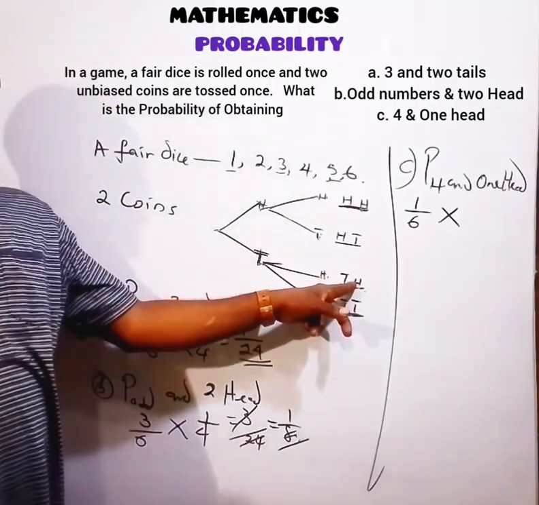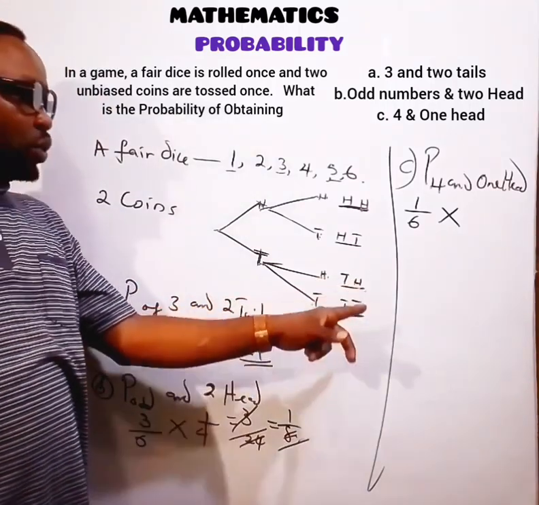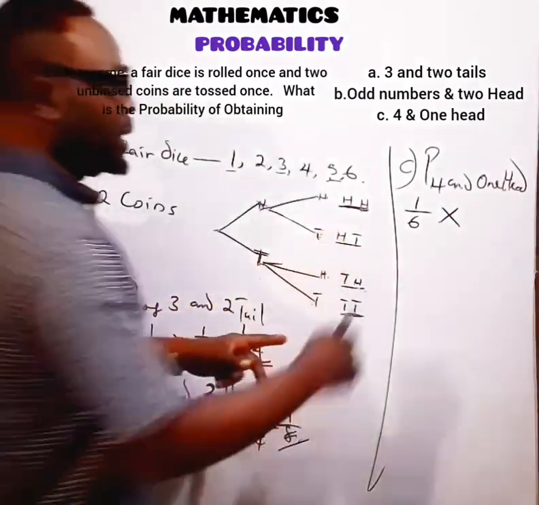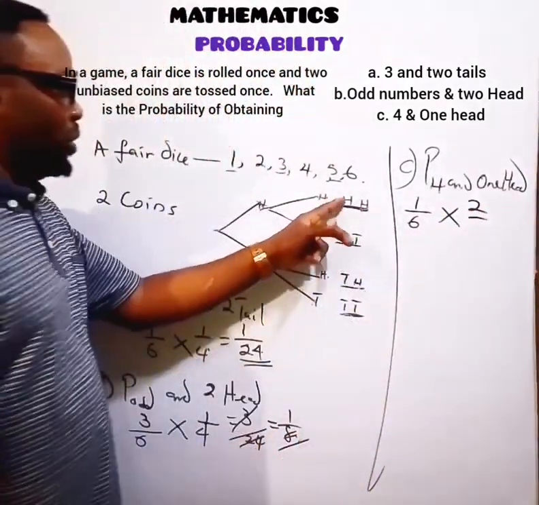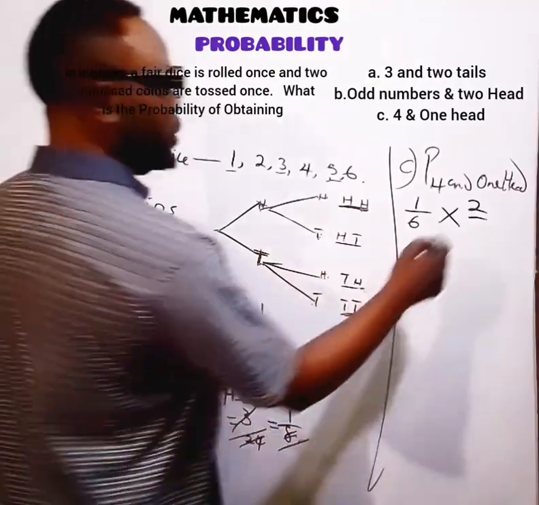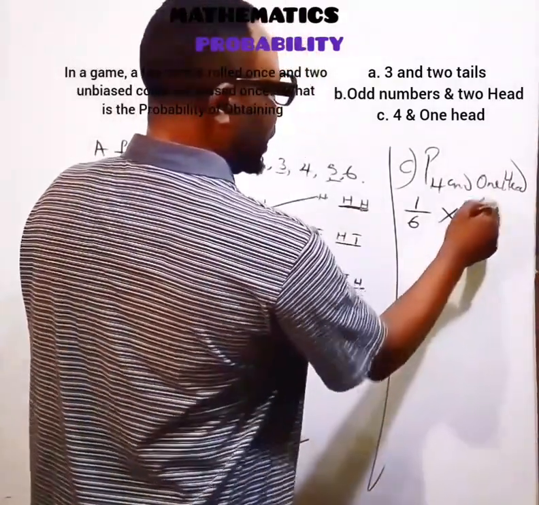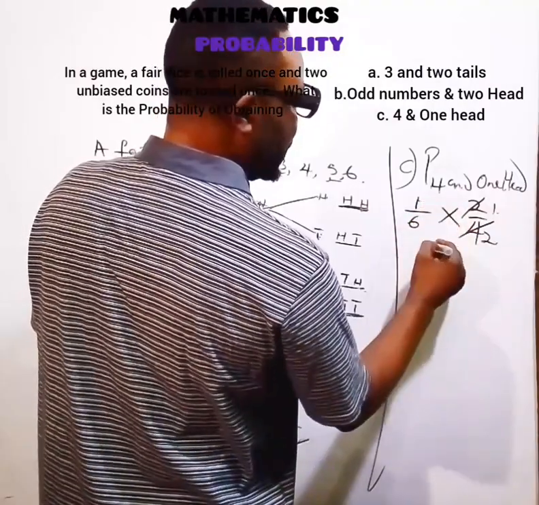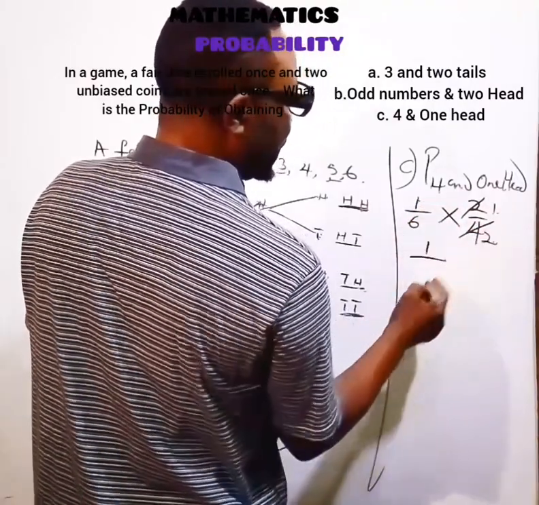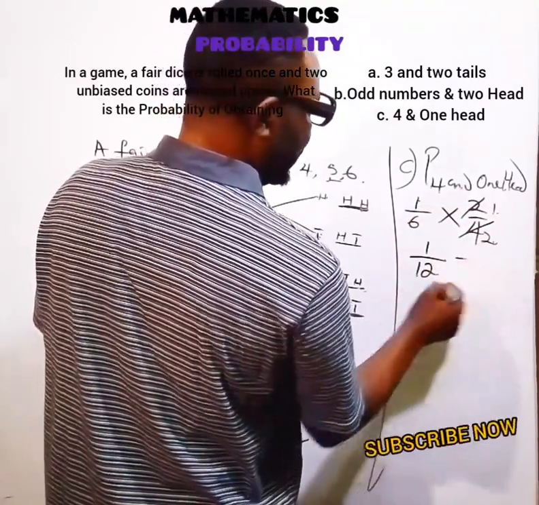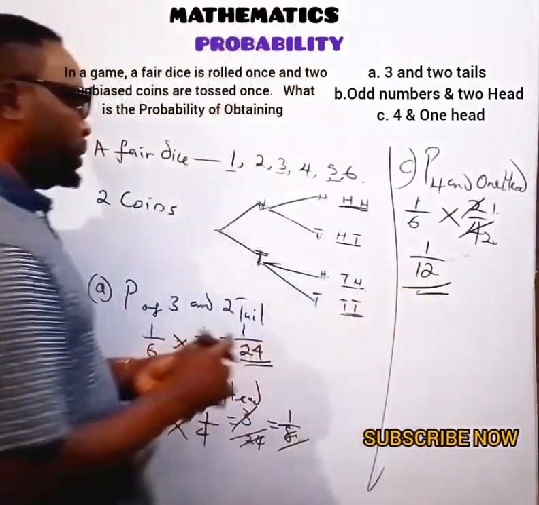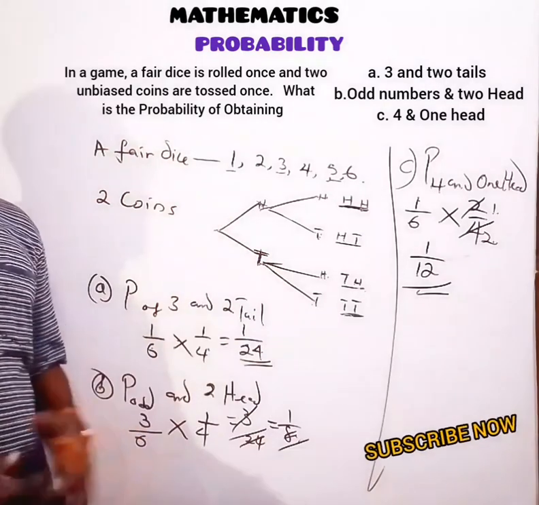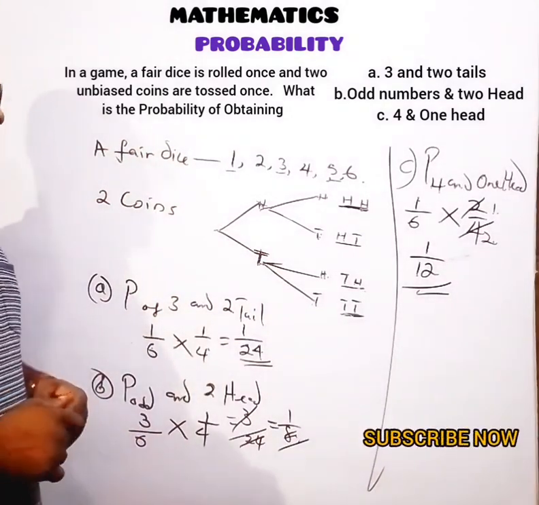It does not say at least 1 head, it just says 1 head. So we have 1 head here, we have 1 head here. So we have it 2 times. That's 2 over the total outcome here, 1, 2, 3, 4. 4. So we can call this 1, this one 2. So we have 1 times 1, 1 over 6 times 2 is 12. So this is 1 over 12. That's the probability of obtaining all this set of information here.